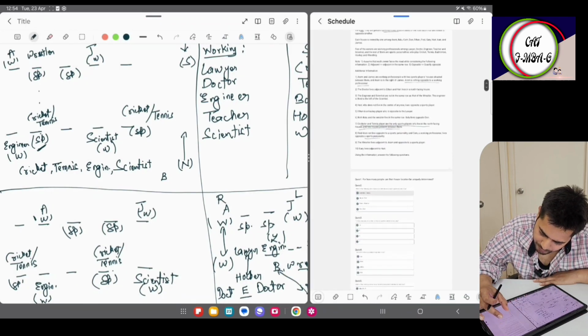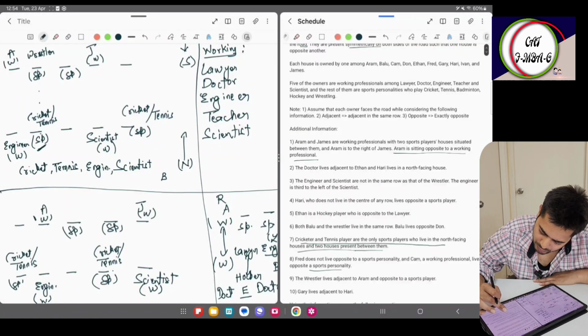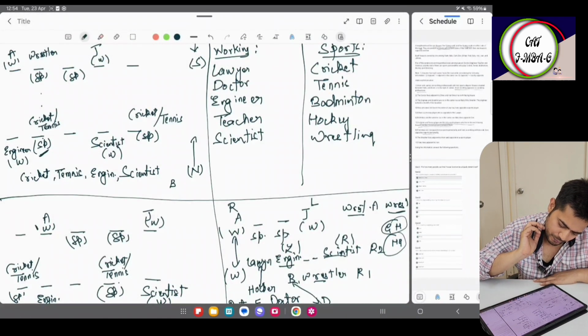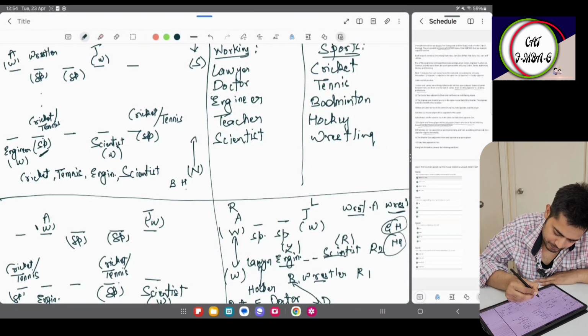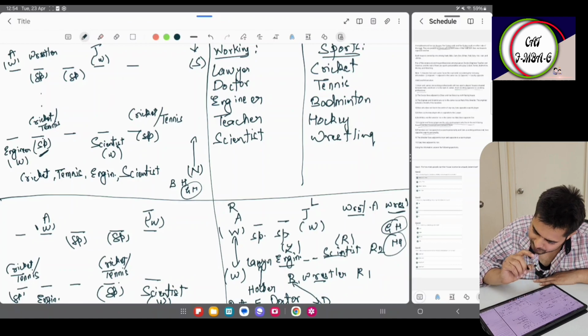What else is given? It is given that doctor lives adjacent to Ethan and Hari lives in north facing house. Okay. Hari lives in north facing house. So H is here. So G and H are here. Okay. So can it be G and H?